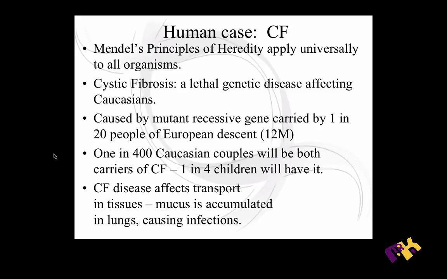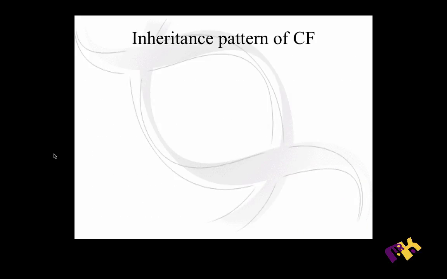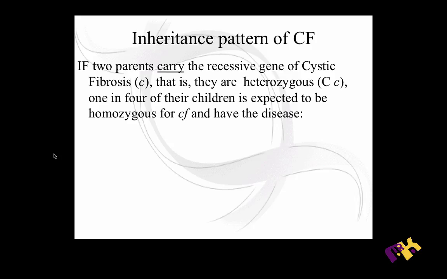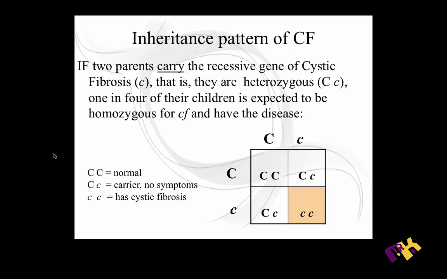All right, so the inheritance pattern then, if we consider the fact that 2 parents could be carrying the recessive gene, we can do big C, little c for heterozygous, and if we cross those heterozygous carriers, the chances of them having a child with cystic fibrosis is 1 in 4, or 25%. All right, so our Punnett square lines up with what we see statistically occur with cystic fibrosis.